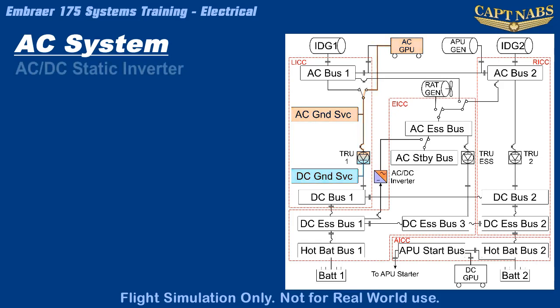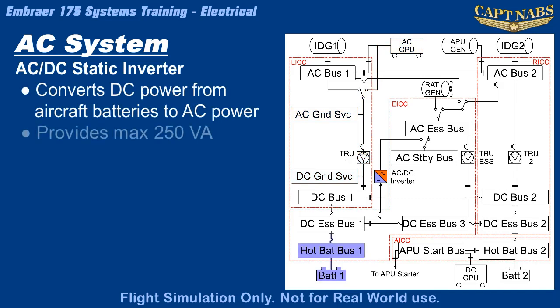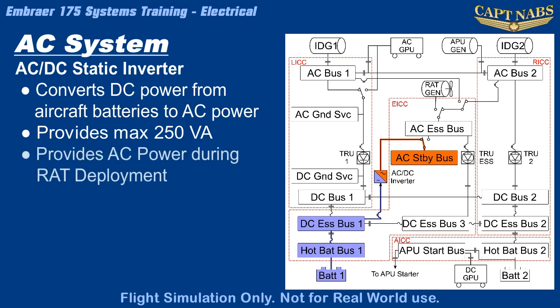The static inverter is a very small device that converts DC power to AC power. The static inverter, when needed, uses DC power from the aircraft batteries to provide a very small amount of AC power to the aircraft. The static inverter is limited to 250 volt amps, less than 1% of the power rating of any of the generators. It is intended to provide limited AC power to essential systems until the RAT comes online.